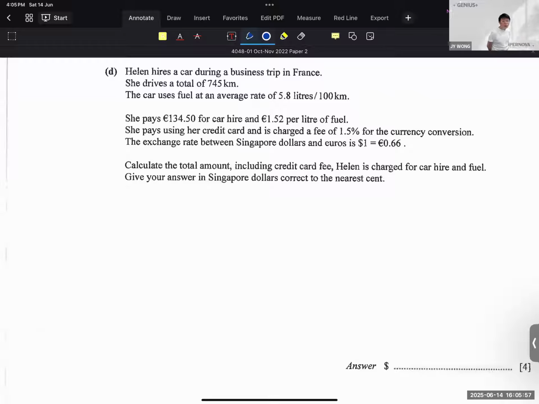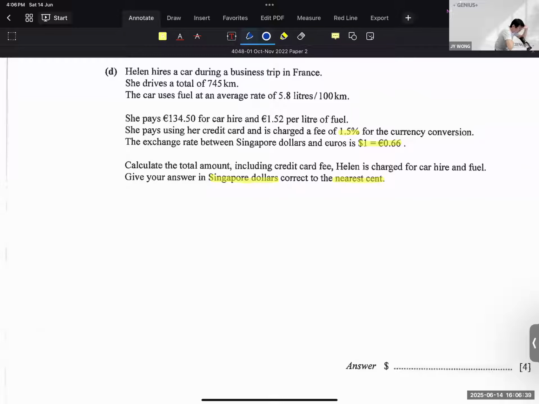Helen hires a car during a business trip in France, drives a total of 745 km. The car uses fuel at an average rate of 5.8 liters per 100 km. She pays 134.5 for car hire and 1.52 per liter of fuel. And then she pays using her credit card and therefore is charged a 1.5% fee for currency conversion. The exchange rate between Sing dollars and euro is $1 to 0.66 euros. Calculate the total amount that she is charged in Sing dollars, correct to the nearest cent.